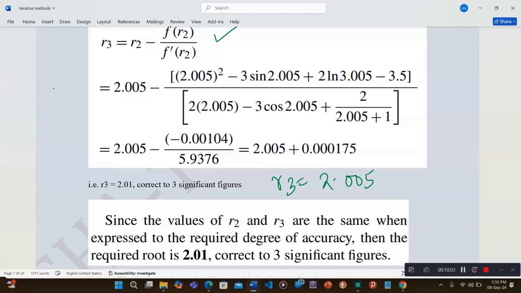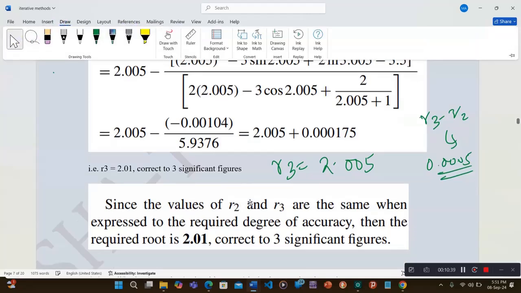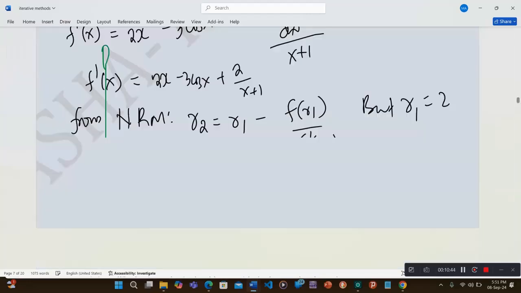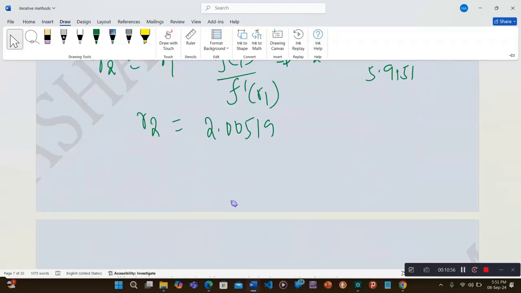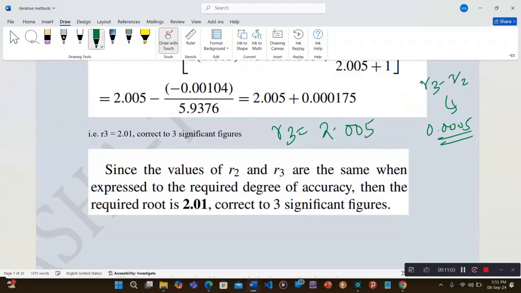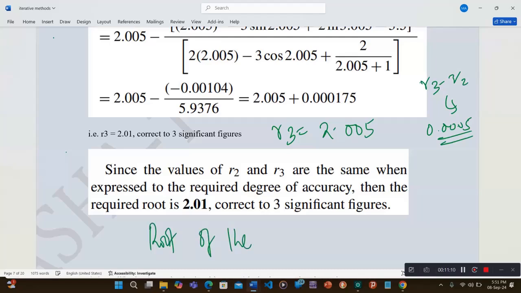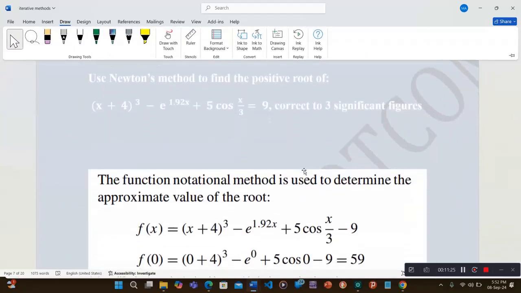If we are to maintain that level of accuracy, of course, always get R3 minus R2, and then you get the error. You can always make sure that the error is not more than 0, for example, 0.005. So when that is the case, then obviously you have a highly accurate value. What does that mean? You can conclude that the root of the function is 2.01. So the root of the function is equal to 2.01 to 3 significant figures. So you have found one of the roots.